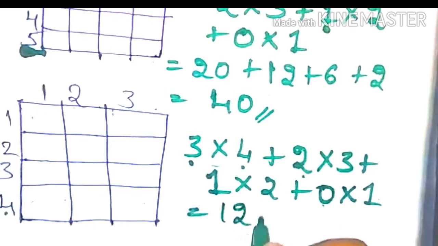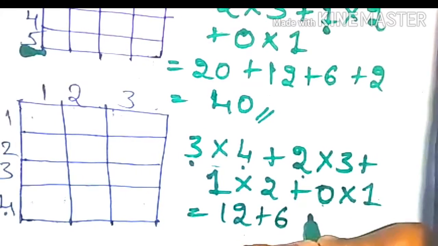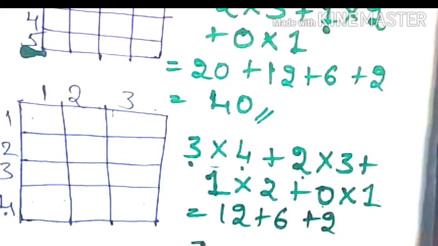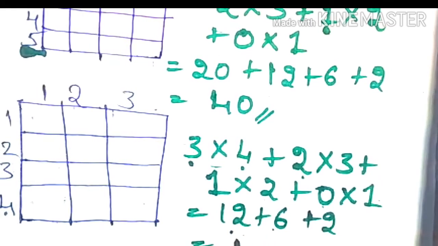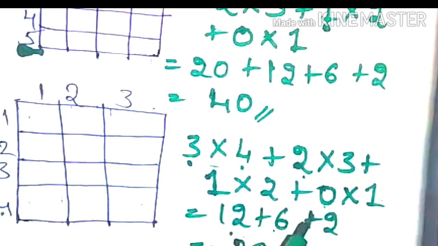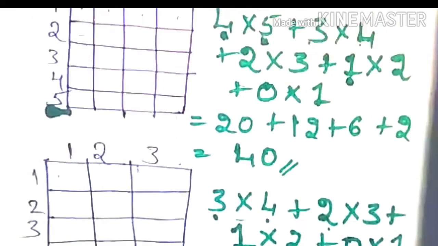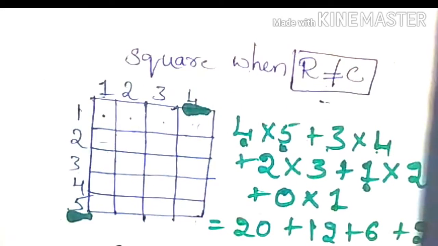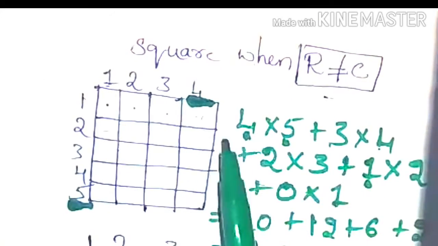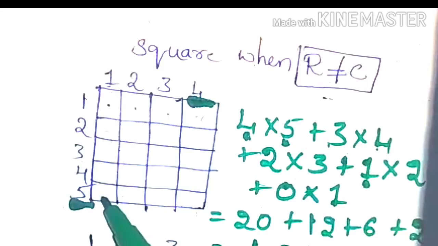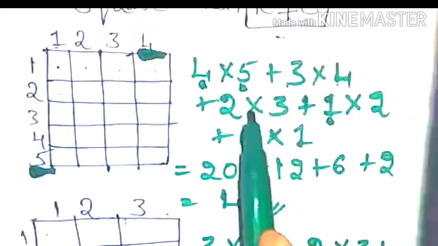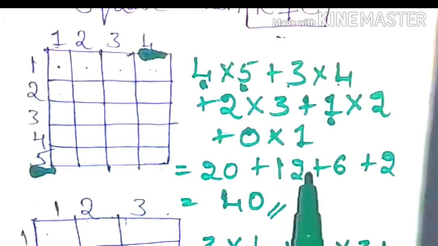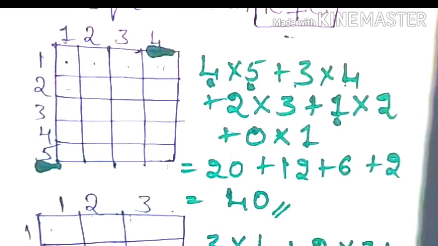4 3s are 12, 3 2s are 6, 2 into 1 is 2. Now what is our answer? 12 plus 6 is 18, 18 plus 2 is 20. In this particular figure we have 20 squares. It's very simple, right? So when rows and columns are not equal, take the highest from the columns and the highest from the rows, subtract 1 from each of these values, and repeat the process.